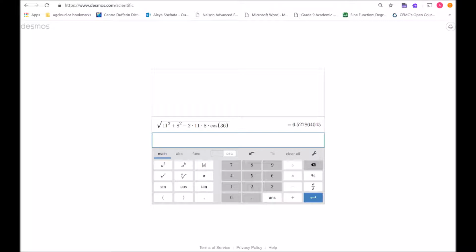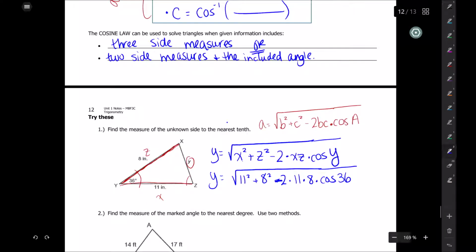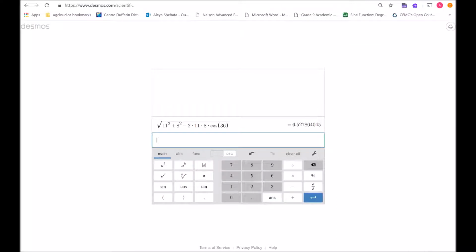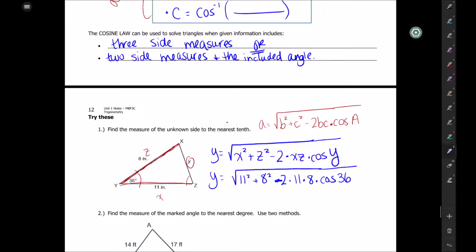And I'm not sure if the question asks us, oh yeah, the question asks us to round to the nearest tenth. So if I look at my answer here, I go to the tenths place, it's a 5. The 2 that comes after it tells us to keep it at a 5. So this right here is going to tell us that y is approximately equal to 6.5 inches. And that's how you use the cosine law, okay?